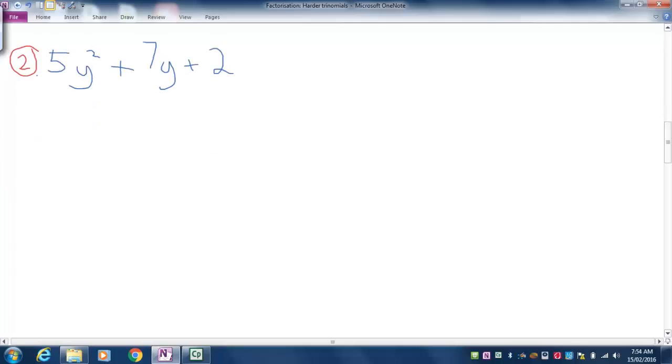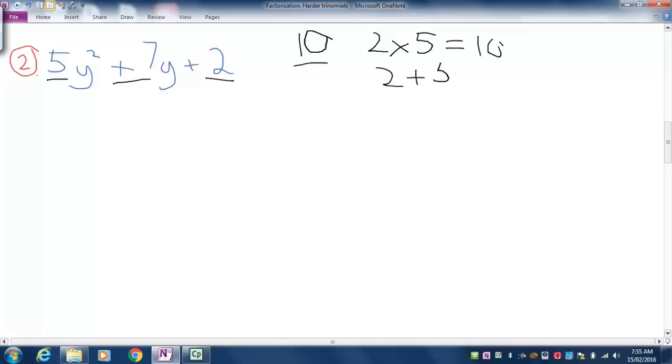We use the same process here. So 5 times 2 again gives me 10. Now I need two numbers that multiply to give me 10 and add to give me 7. 2 times 5 will give me positive 10, and 2 plus 5 will give me 7.